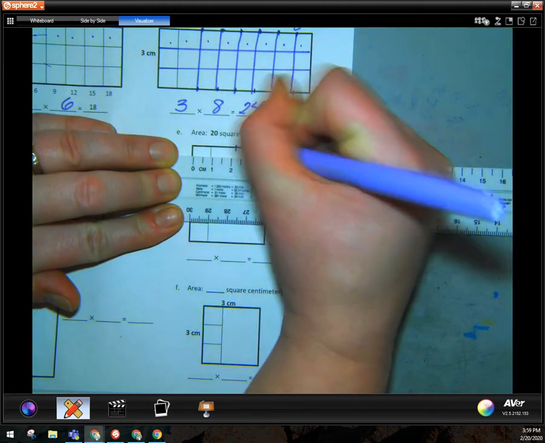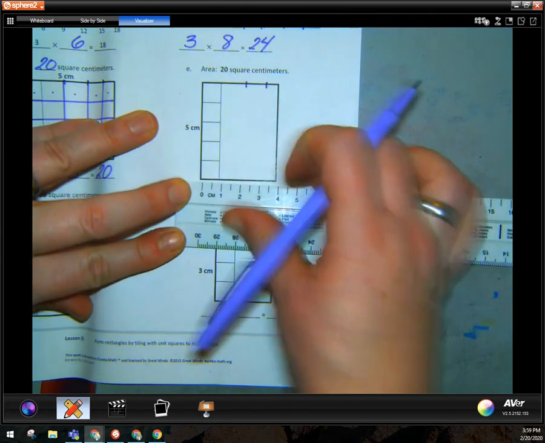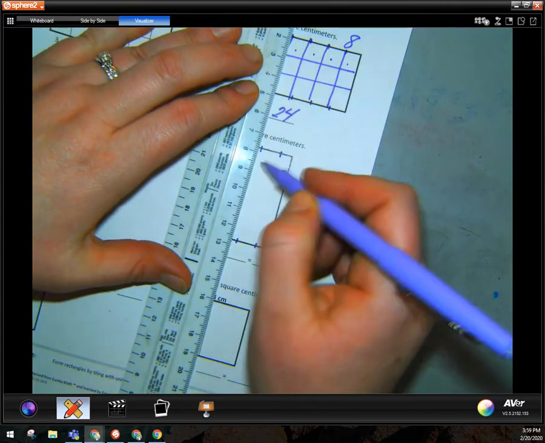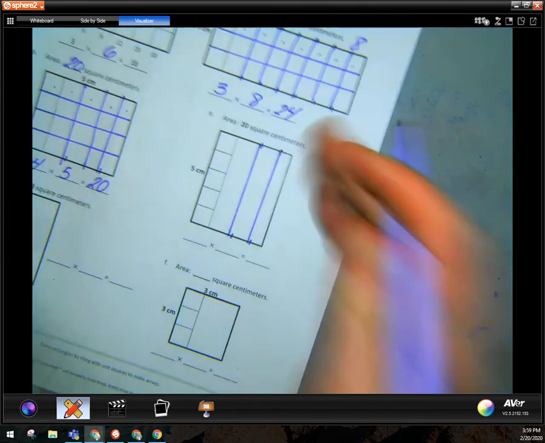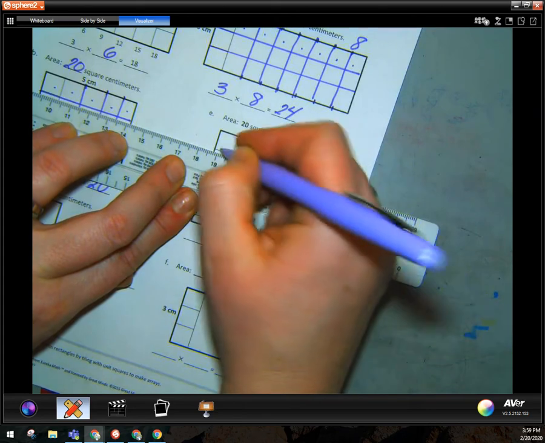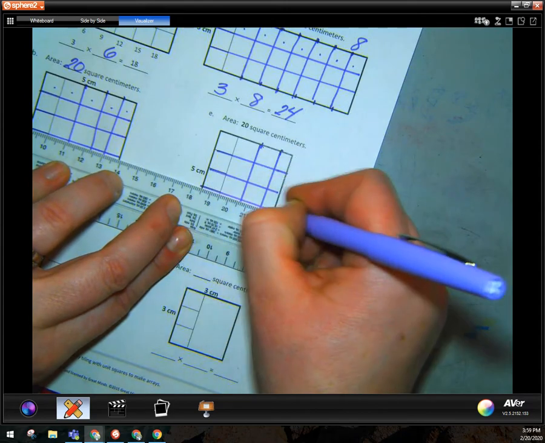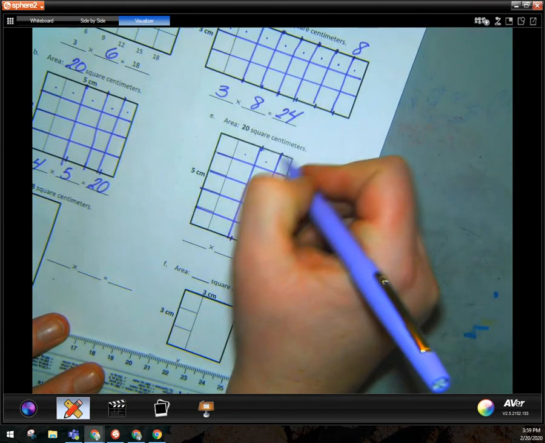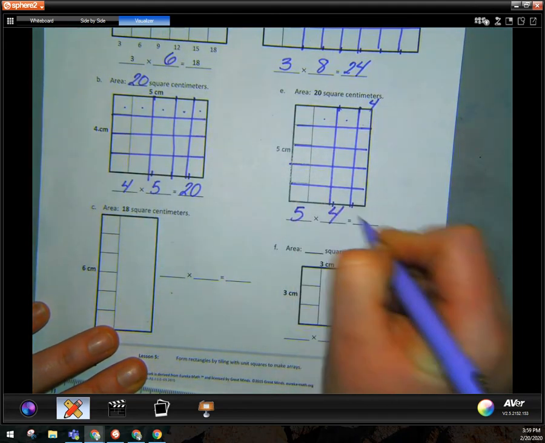So I'm going to mark that right here. Do the same thing on the bottom. And this should be 4. Now, if I didn't get 4, I'm going to know that I probably measured something wrong. Okay, 1, 2, 3, 4. 5 rows of 4 equals 20.